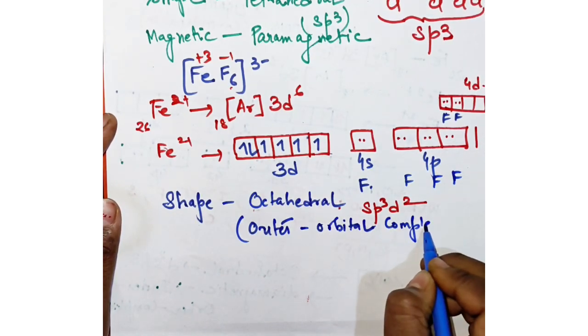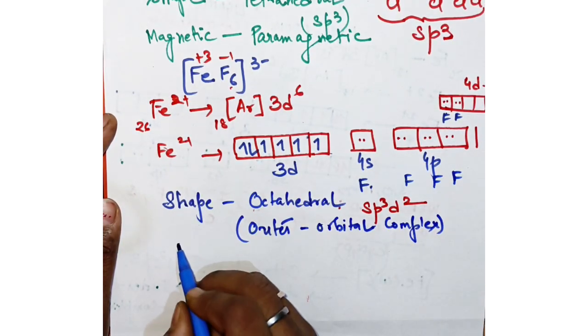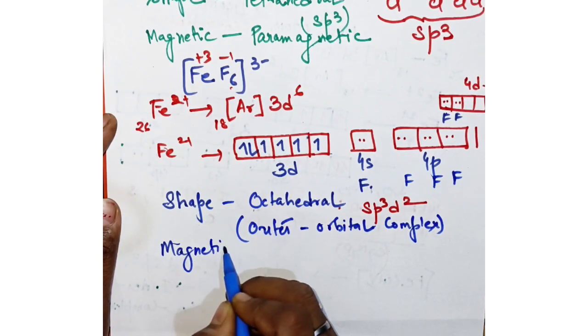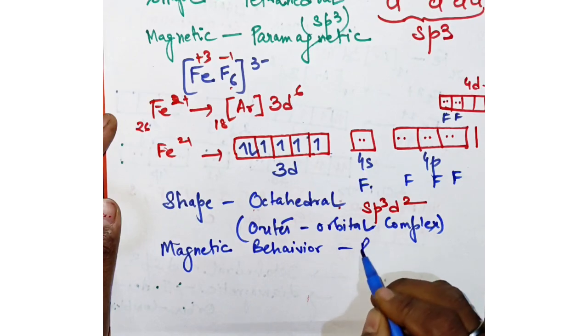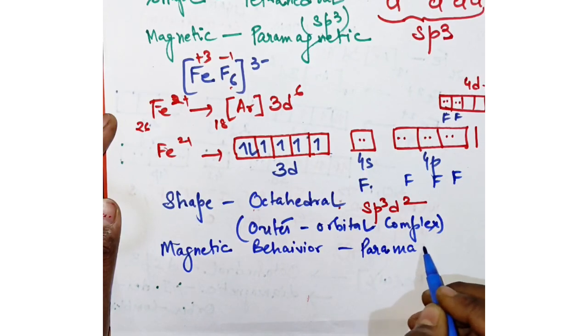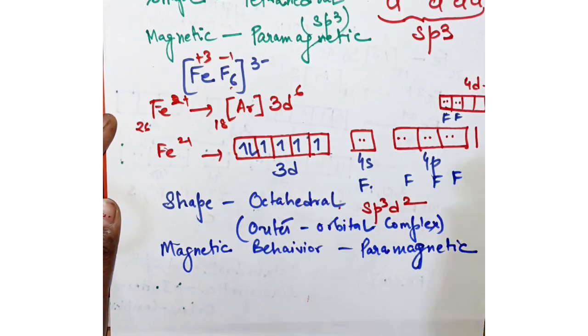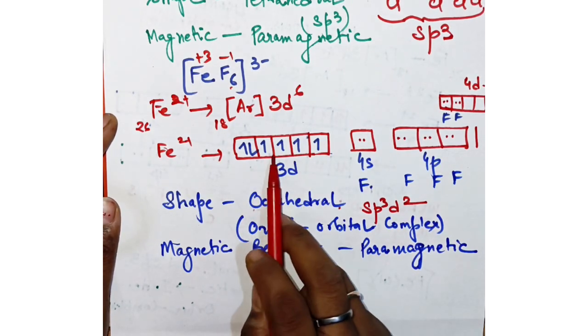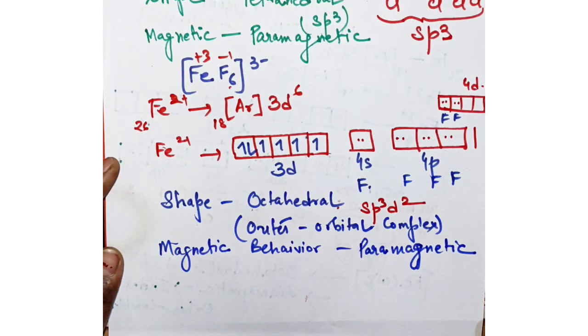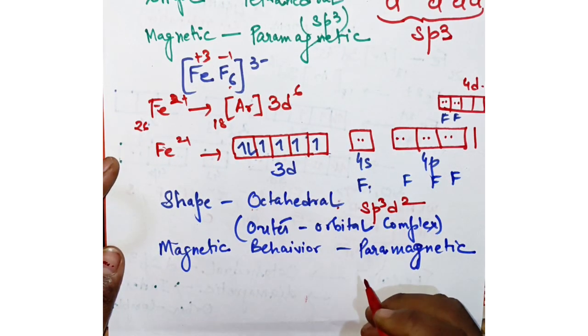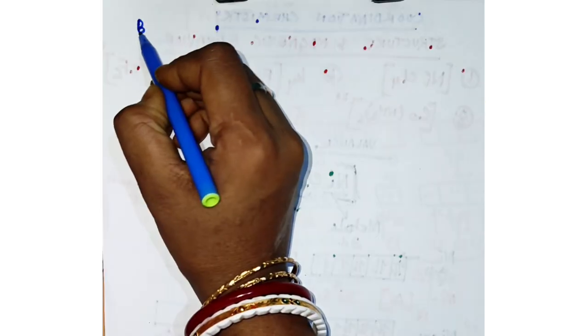complex. Okay, and most importantly, its magnetic behavior. Is it diamagnetic or para? Or we can also call it ferromagnetic, because there are four unpaired electrons, so it can also act as a very good magnetic compound. So this can also be termed as ferro complexes.